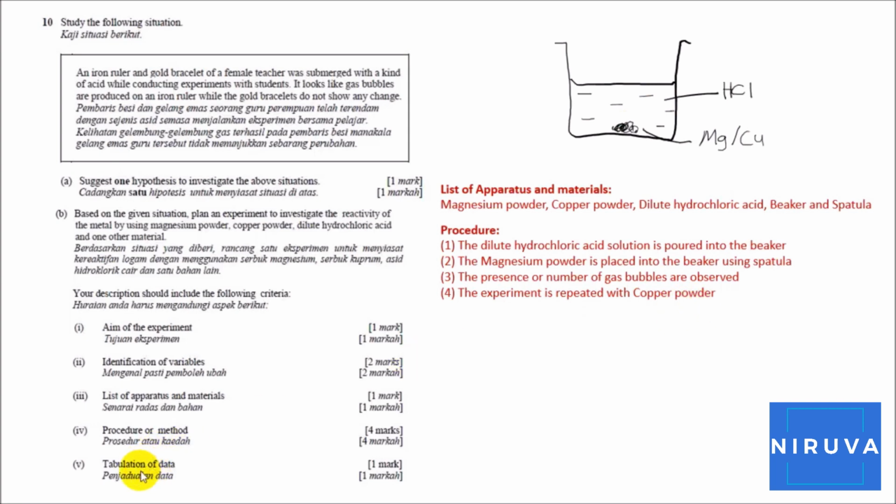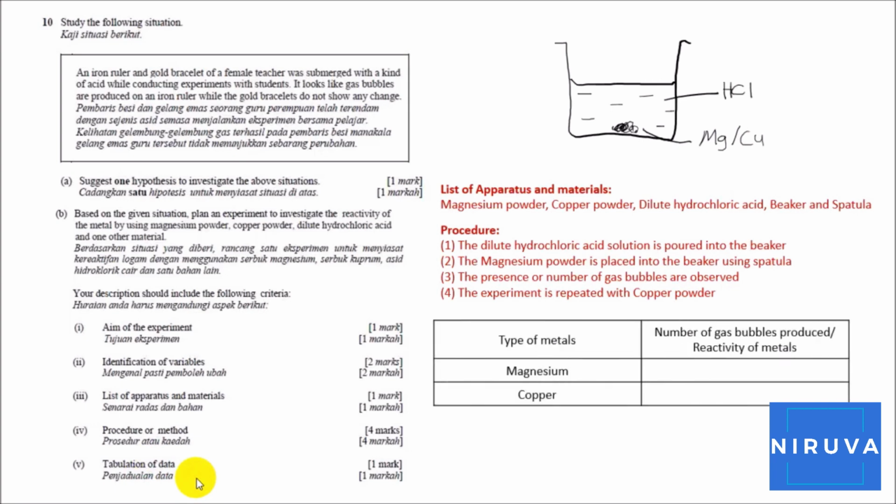Then tabulation of data. The data that you recorded needs to be written in a table like this. So we have the type of metals, either magnesium or copper, and also the number of gas bubbles produced or reactivity of the metals based on your observation.